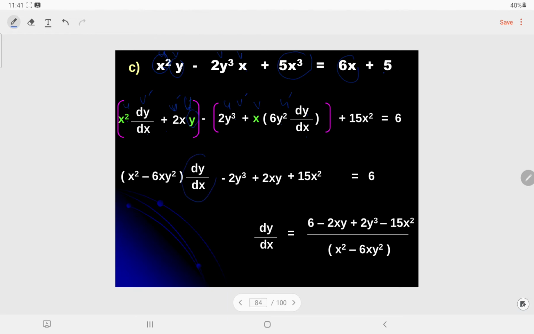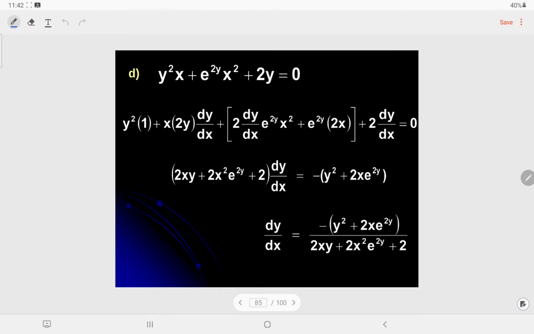So now you find the dy dx, you factorize. Then the other variables that don't have dy over dx, you need to bring to the right hand side. So dy over dx equal to this.